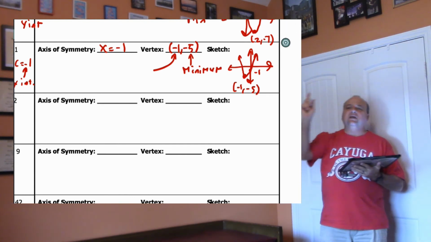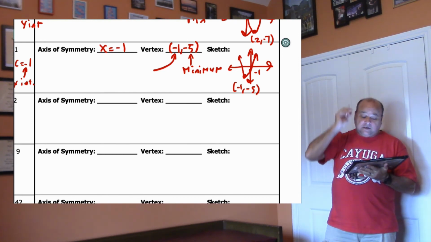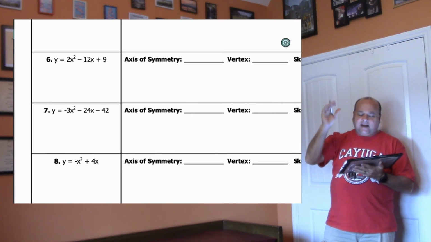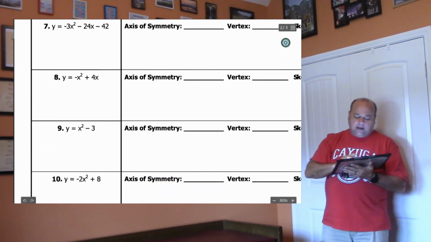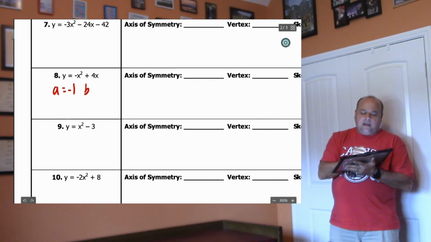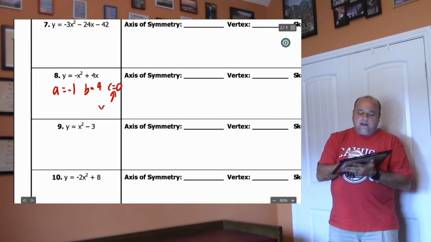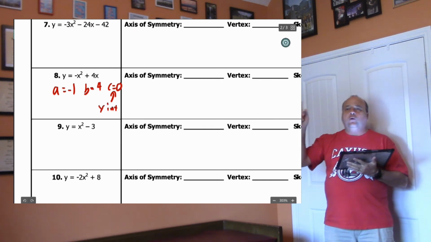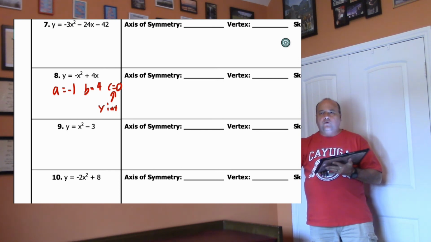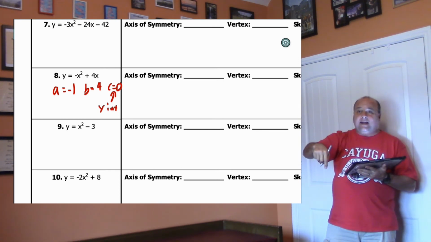Oh, piece of cake. I'm going to graph one more for these because this takes a while, okay? Kind of tedious. The more you do it on the calculator, the better. Let's go to number 8. Notice on number 8, A is -1, B equals 4, and C equals 0. Notice the y-intercept is 0. This will go through the origin, won't it? Okay, so this parabola is going to go through the origin, and it's going to open down on it.